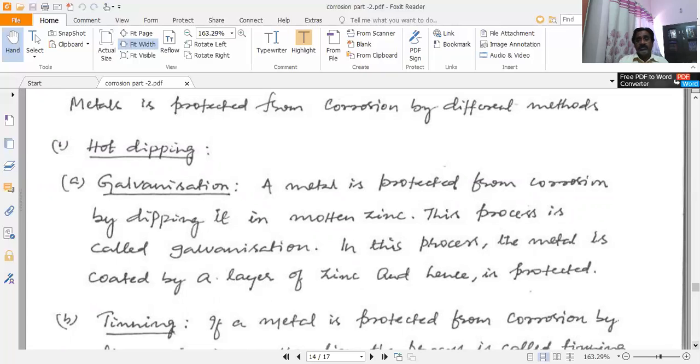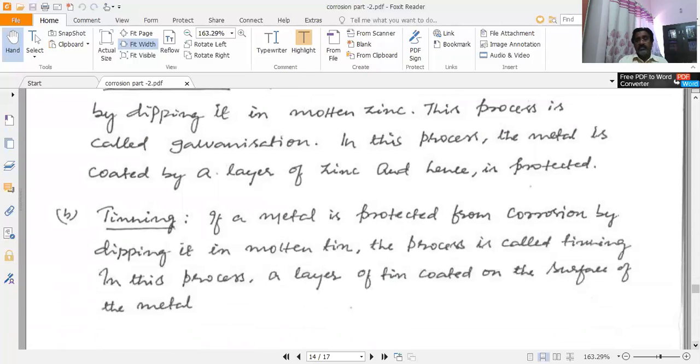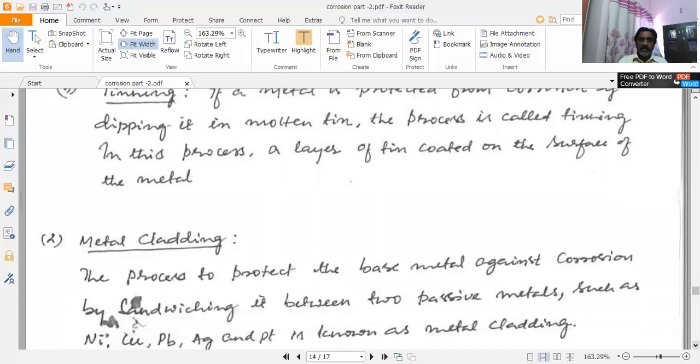In galvanization, a metal is protected from corrosion by dipping it in molten zinc. This process is called galvanization. In this process, the metal is coated by a layer of zinc and hence it is protected. The second one is tinning. If a metal is protected from corrosion by dipping it in molten tin, the process is called tinning. In this process, a layer of tin is coated on the surface of the metal. Thereby, one can prevent the corrosion. Next one is metal cladding.